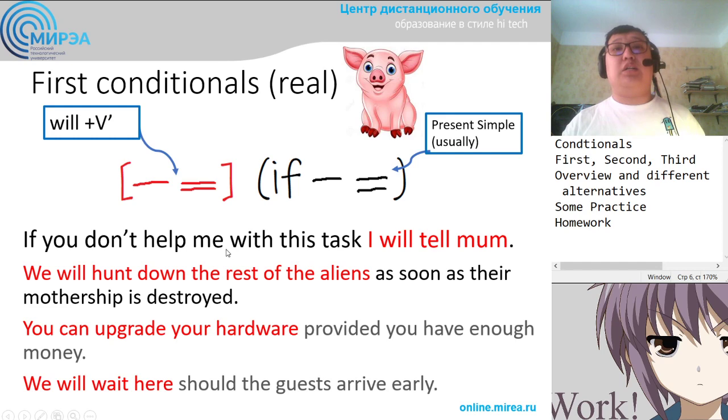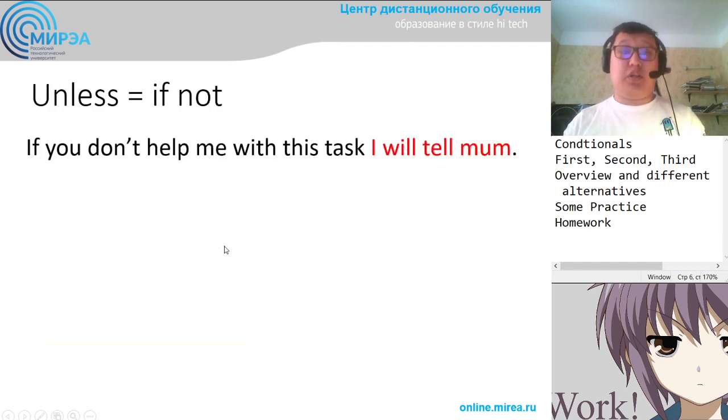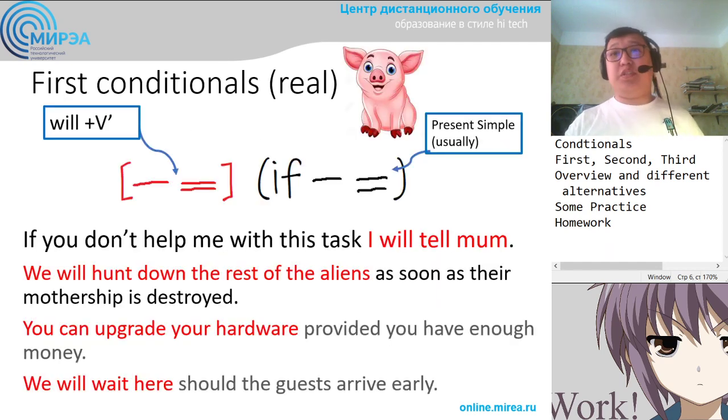So we got the example. If you don't help me with this task, I will tell mom. So the main sentence is here in red. I will tell mom is in future simple, as you can see. And the if part is in present simple. It's all about the future.